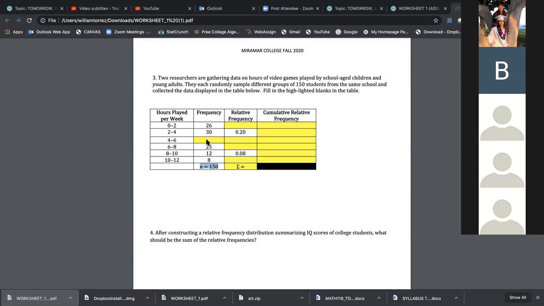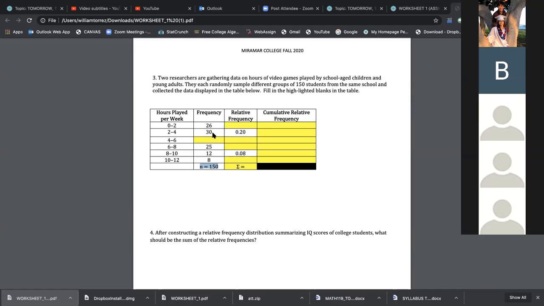So on your worksheet, you're going to add up these 5 numbers, get your 101, and then subtract it from the sample size, and that tells us that in this particular class between 4 and 6, there were 49 that responded between 4 and 6 hours. Good.